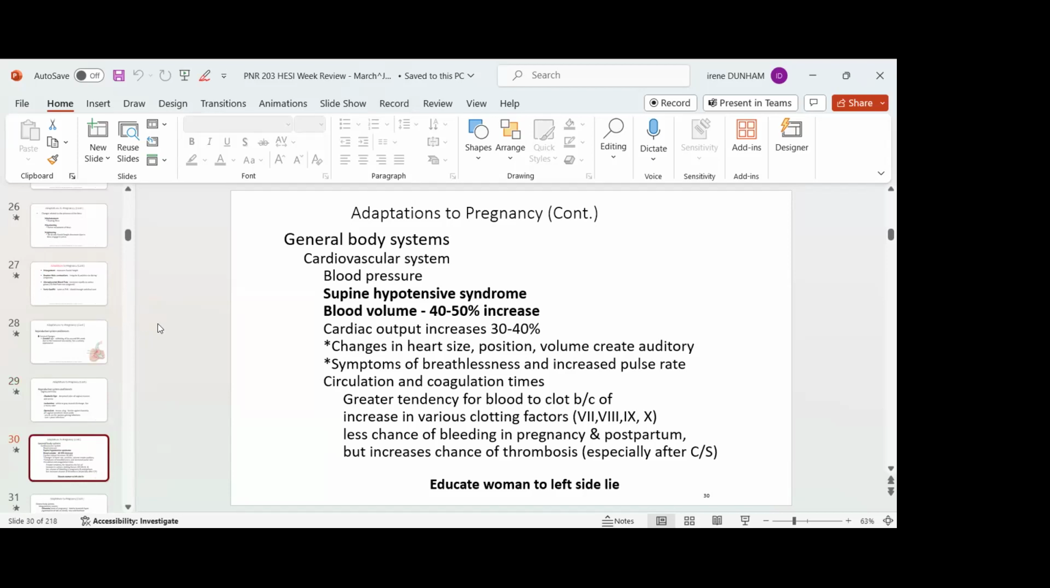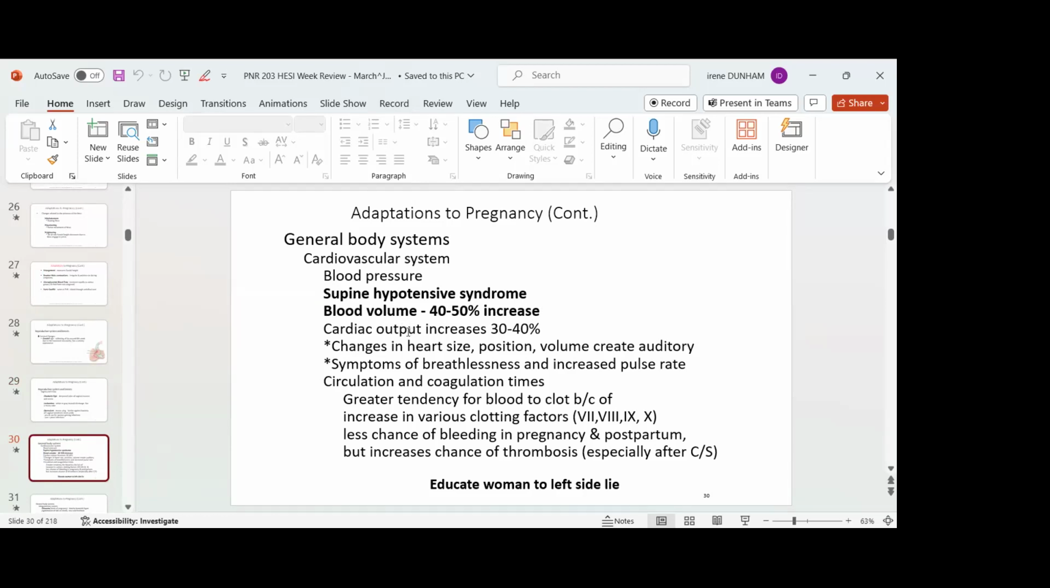All right, so in the cardiovascular system, what I want you to remember is blood volume. I told you 40-50% increase. Her cardiac output increases too, all right? And so you have to remember, if she has any kind of pre-existing heart condition, that is going to cause more problems to her cardiac output because of her condition. So you have to keep that in mind.